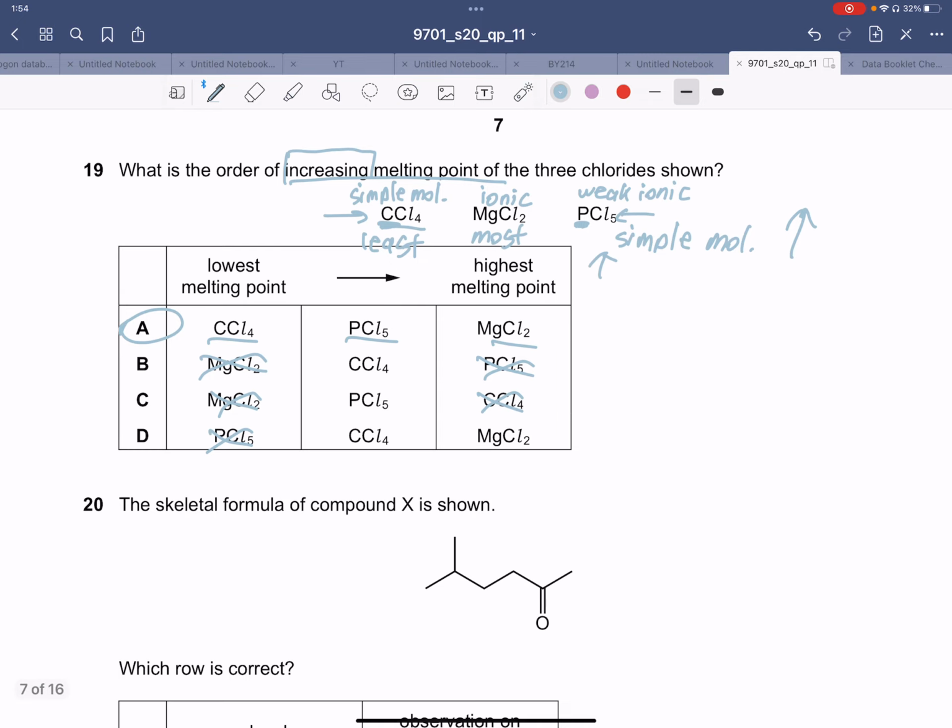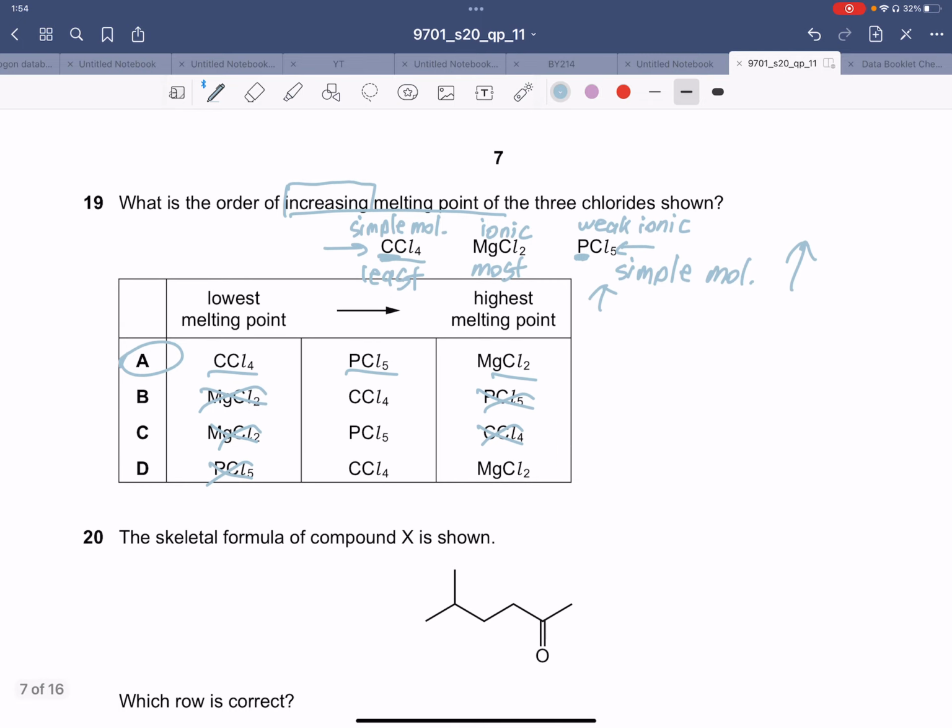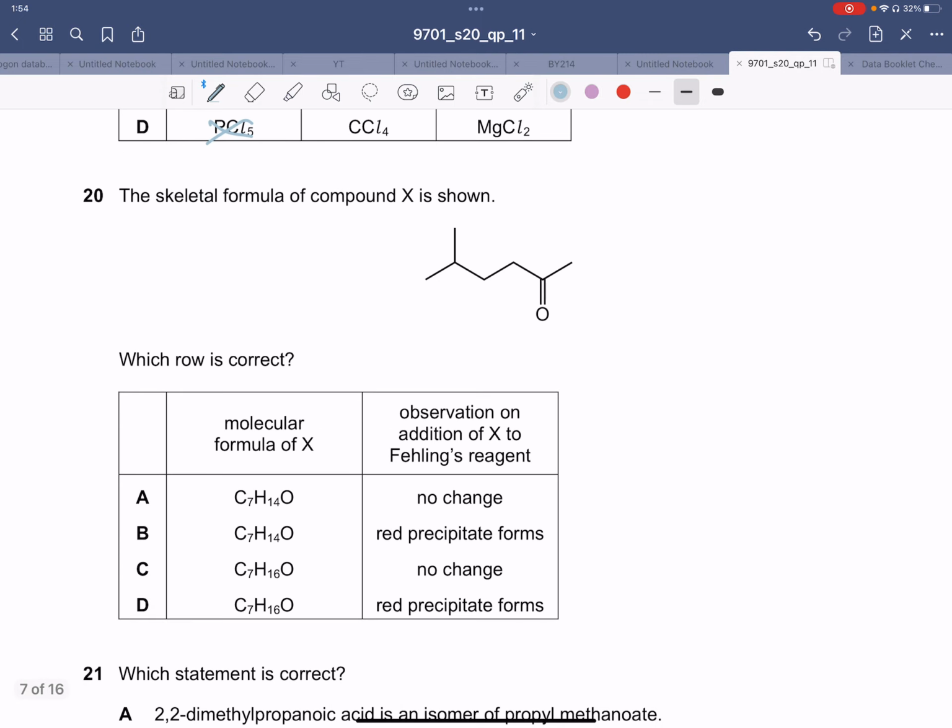Okay, moving on. Oh yeah, and I hope you guys knew that. Hopefully you guys learned something new about the van der Waals forces. That should hopefully come in handy. All right, number 20. The skeletal formula of compound X.